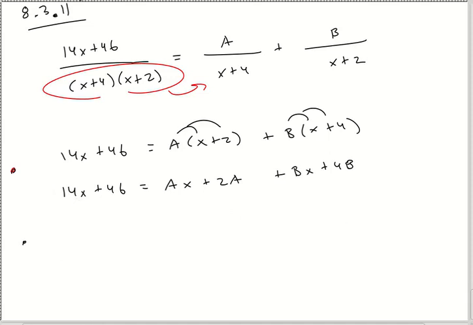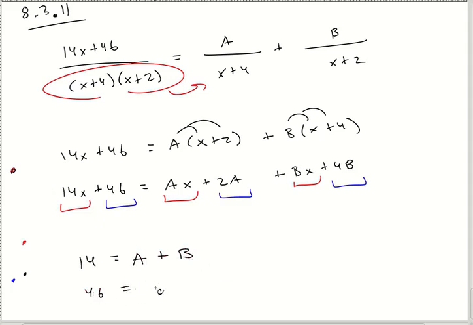And before I even combine like terms, I'm just going to show you. I got x, and I got x. Here's another one. I got number, number, number. So I'm going to write them out. 14 is equal to A plus B. The other one, 46 is equal to 2A plus 4B.